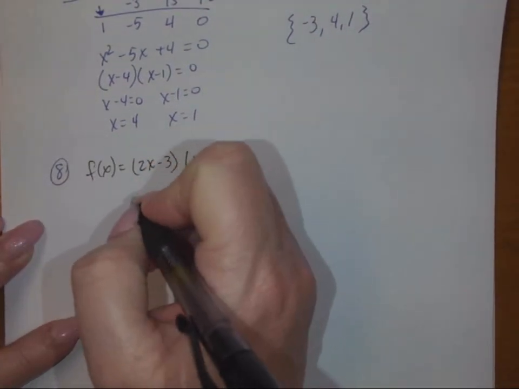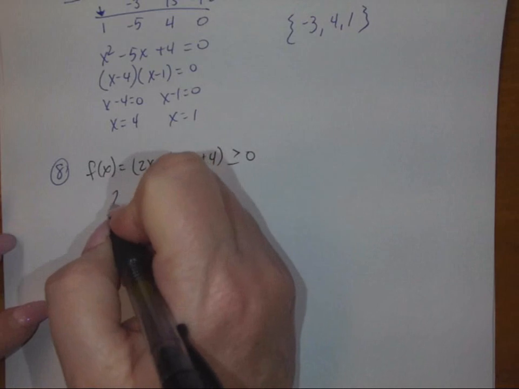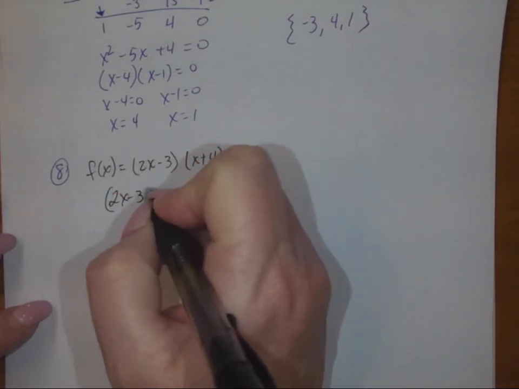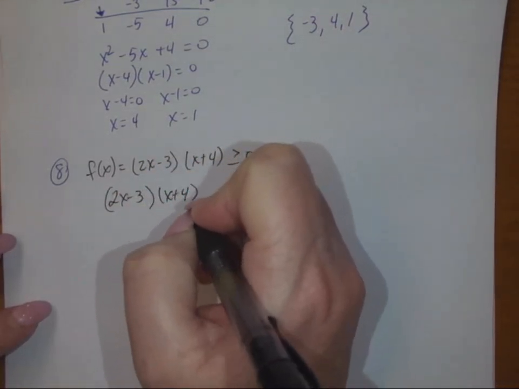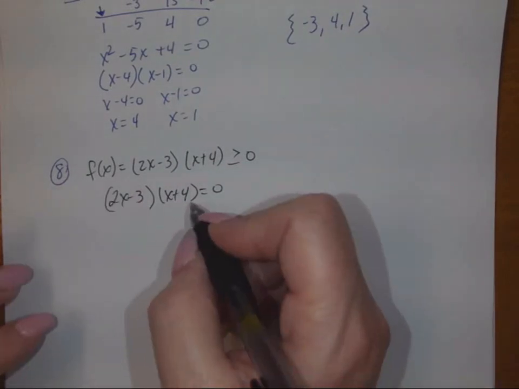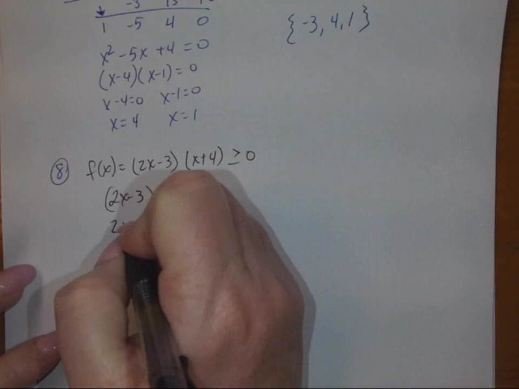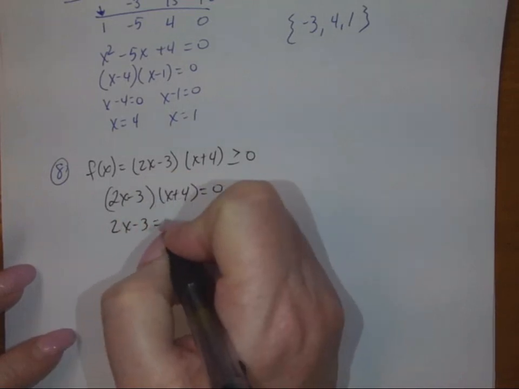So we'll have 2x minus 3 times x plus 4 equals 0. Once we have that, it's already factored, so we don't have to factor it. We can just set it equal to 0 and then take each part and set it equal to 0.